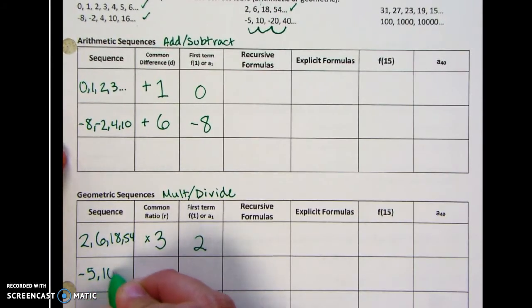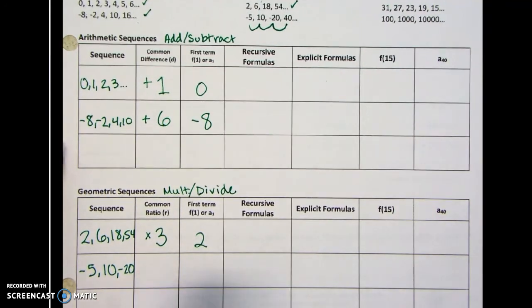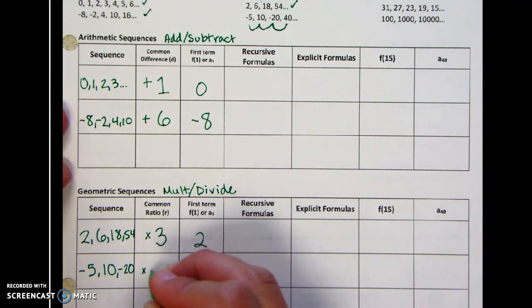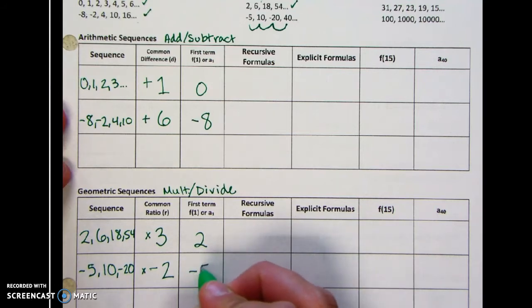So -5, 10, -20. And for this one, what are we multiplying by each time? How is it switching from negative to positive, negative, positive? So we're multiplying by -2, and the first term was -5.